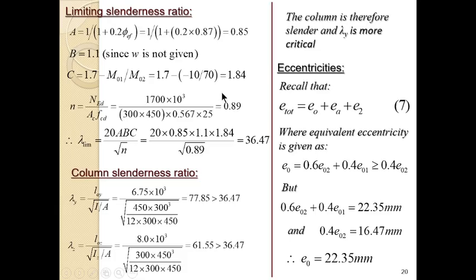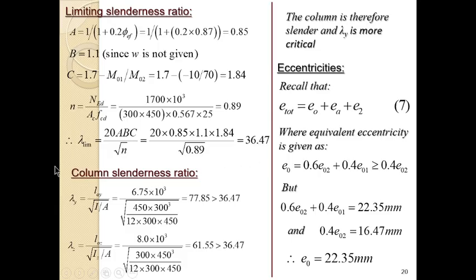So in that case, our N is 0.89. We now put in this equation for limiting slenderness, which is 20ABC all over the square root of n. When we put all these factors, it gives us 36.47. So our limiting slenderness is 36.47.